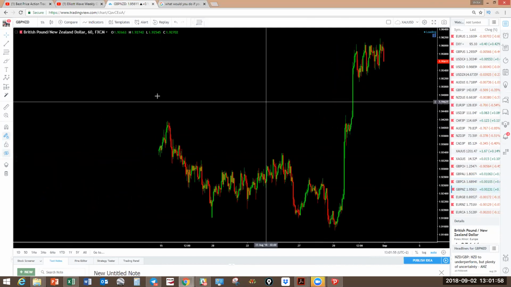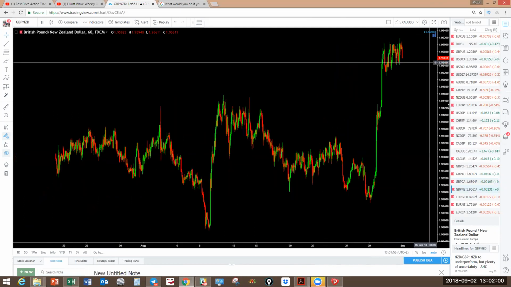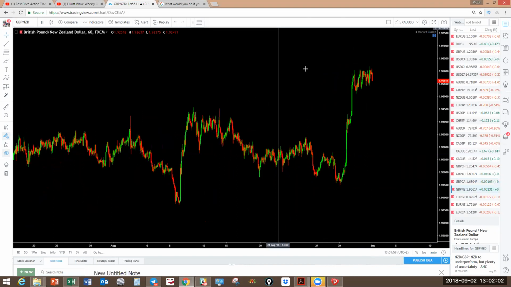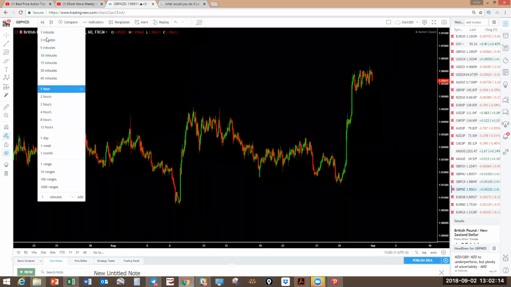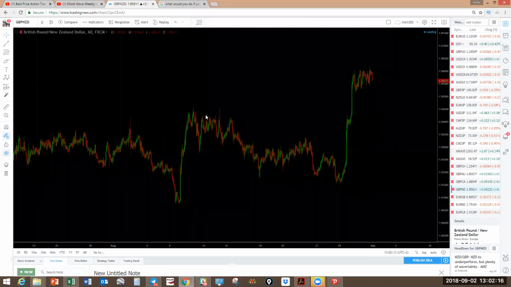Pound New Zealand, a little bit tricky here. This does not look like a move that is coming down. This looks like a corrective structure. So this can come back down here and carry on with the move to the upside. So look out for that flag for continuation. But let's have a look at the higher time frame to see if there's any structure that can be completing at that level.